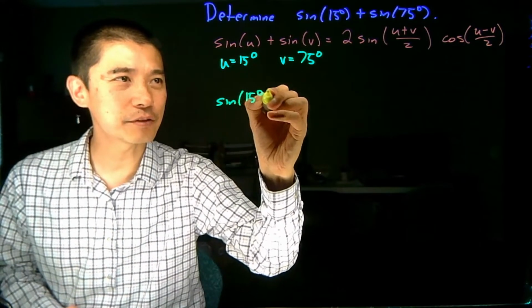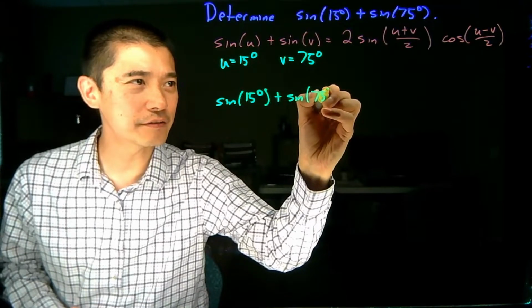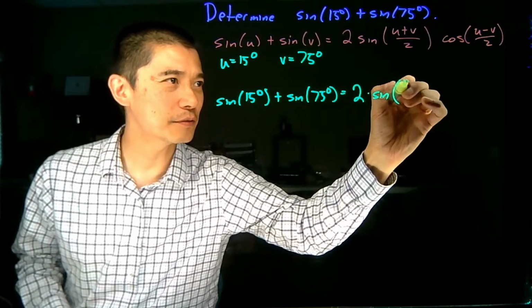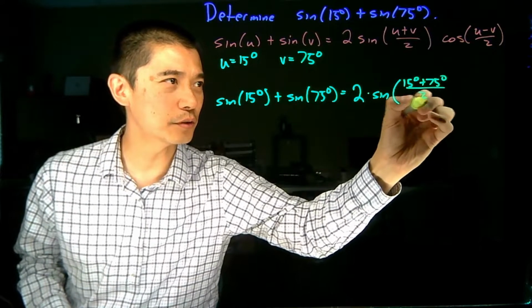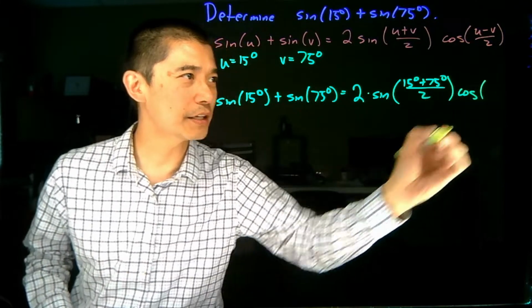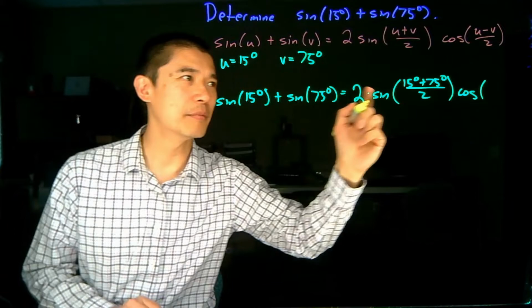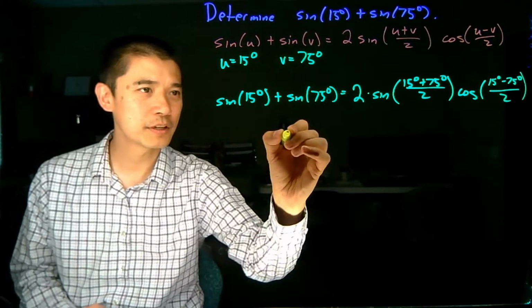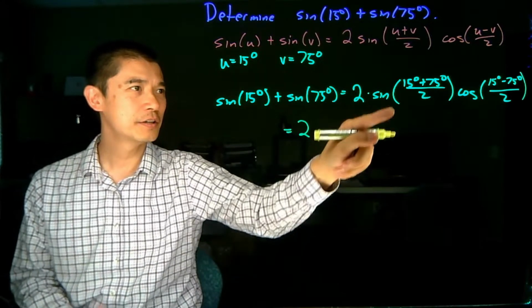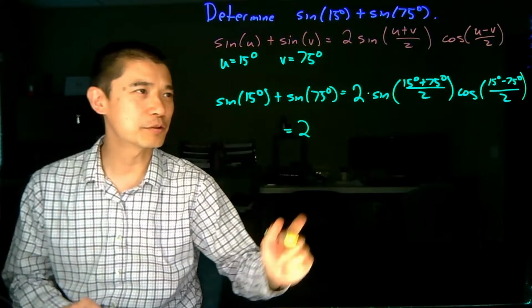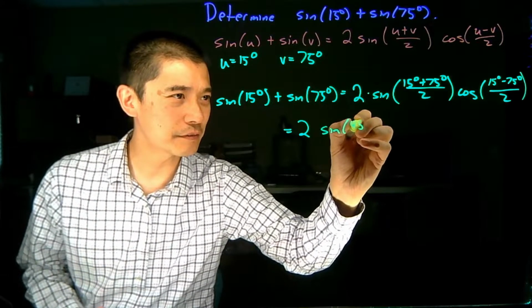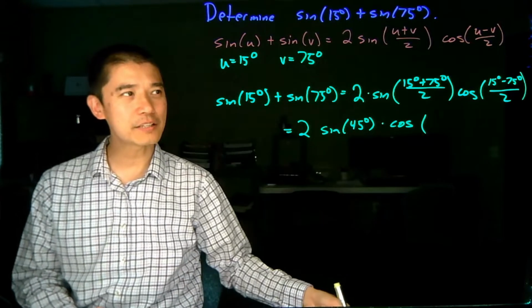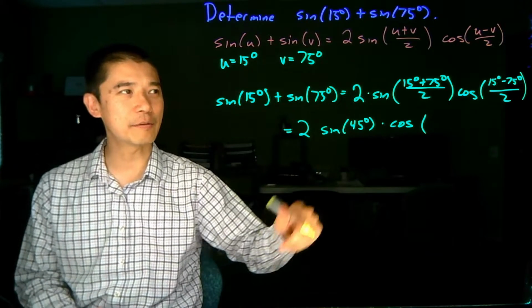Sine of 15 degrees plus sine of 75 degrees equals 2 times sine of u plus v, so 15 degrees plus 75 degrees over 2, times cosine of u minus v, so 15 degrees minus 75 degrees, all over 2. Equals, well, the 2 comes along. 15 plus 75 is 90. 90 over 2 is 45, so sine of 45 degrees times cosine of, let's see, 15 minus 75 is negative 60. Negative 60 divided by 2 is negative 30 degrees.